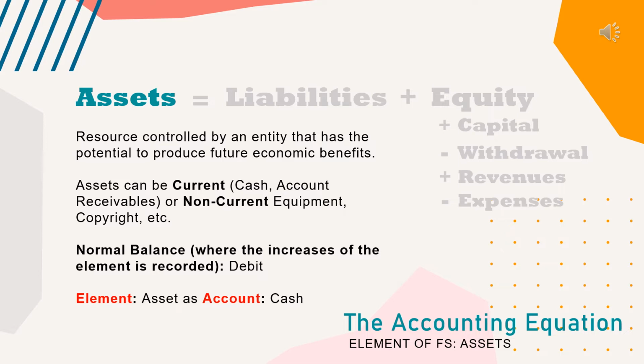To avoid confusion, we call asset a broad term to name that element in the accounting equation or in the financial statements, while its examples like cash, equipment, or receivables, we call them accounts or account titles. As discussed earlier, the normal balance of an asset is debit.